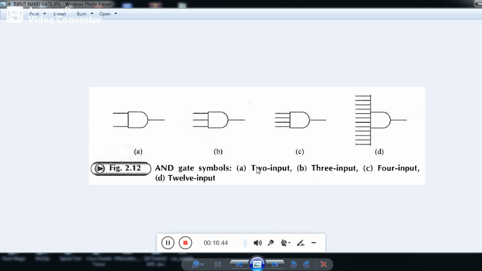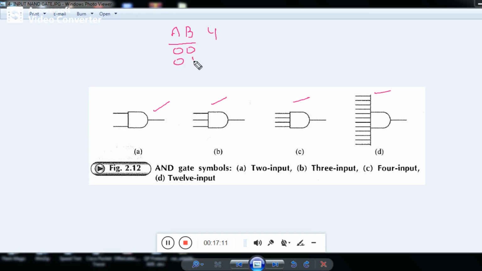Now you see here different gates. So I have explained you already 2 input AND gate, 3 input AND gate, 4 input AND gate, 8 input AND gates, etc. So 2 input AND gate, what is the truth table? Suppose A and B, if I take A and B and Y is the output. So here combination is 0, 0, 0, 1, 1, 0, 1, 1. Output is 0, 0, 0, 1. This is the truth table for a 2 input AND gate.